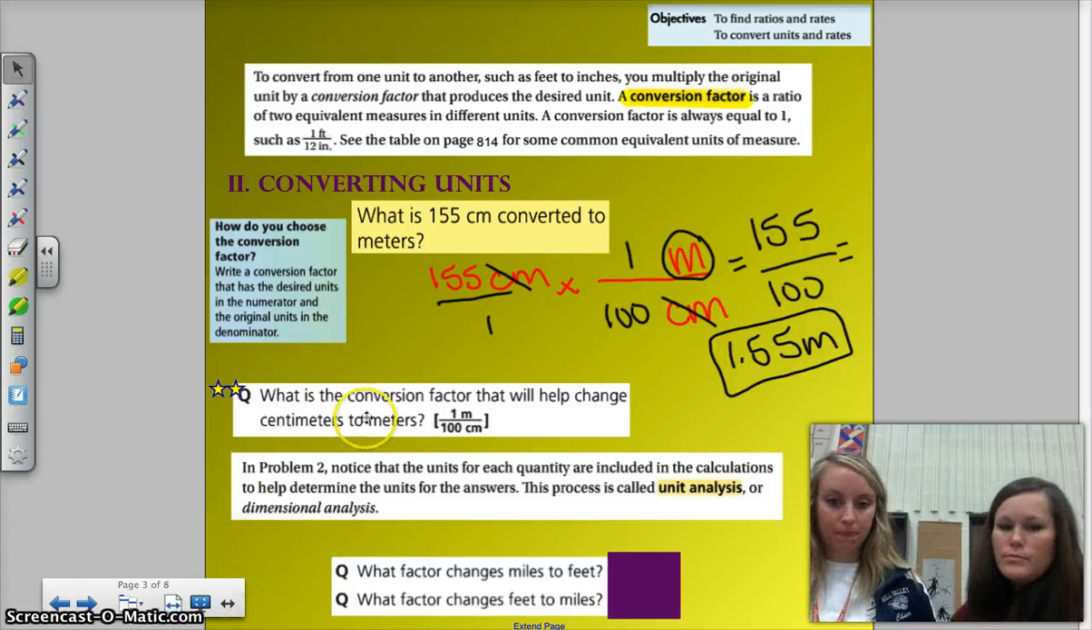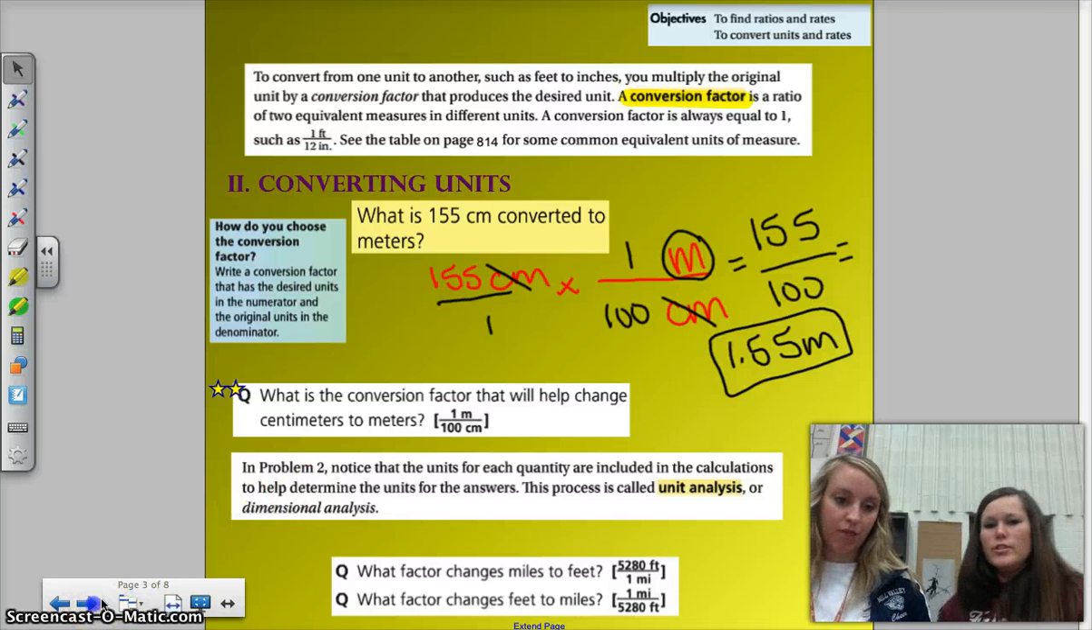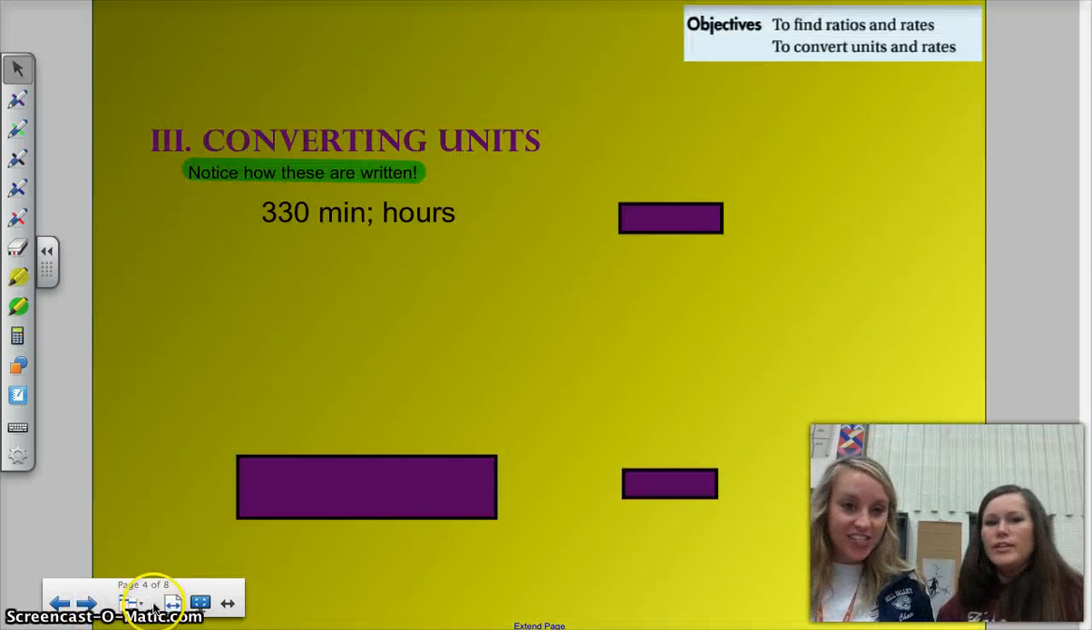So what factor changes miles to feet? Again, you can look at these conversion factors in your book. There are 5,280 feet in 1 mile. So you just have to rearrange it, change it however it works.